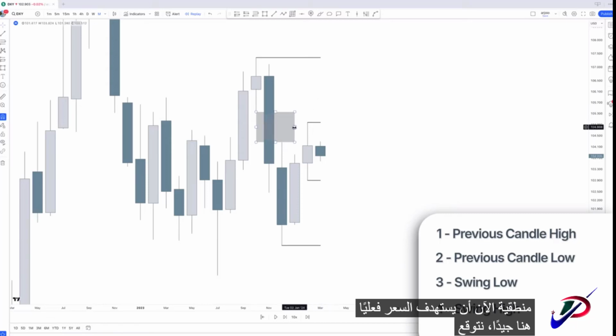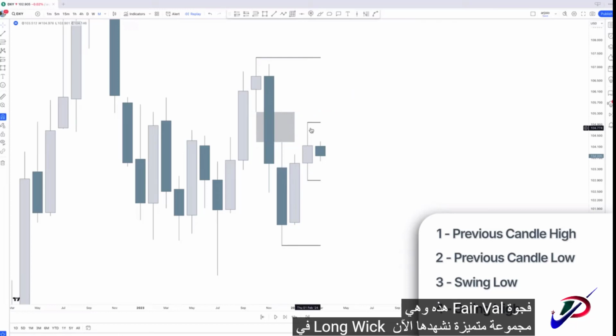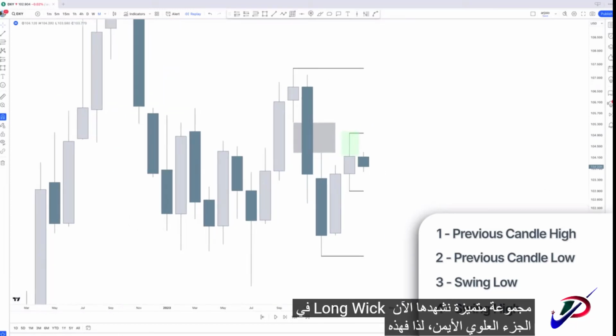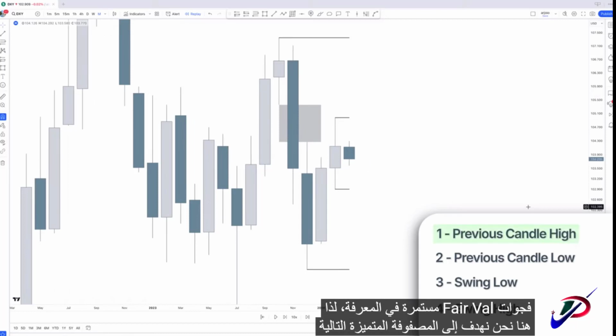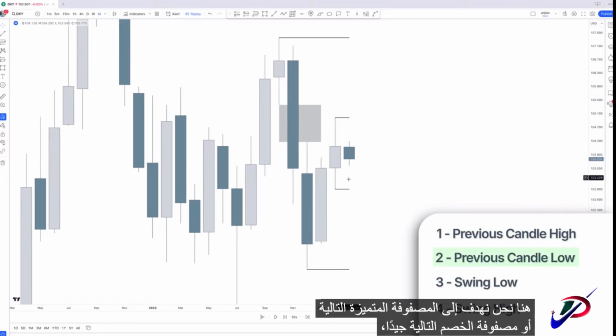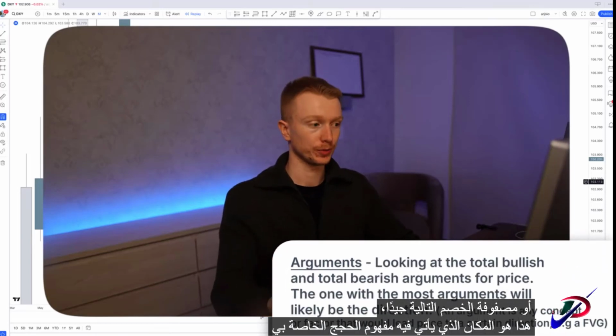So what is more logical right now for price to actually aim for right here? Well, we are respecting this fair value gap, which is a premium array. We are now seeing a long wick at the top right there. So that's already fair value gaps continuing lower. So right here, are we aiming for the next premium array or the next discount array? Well, this is where my arguments concept comes in.